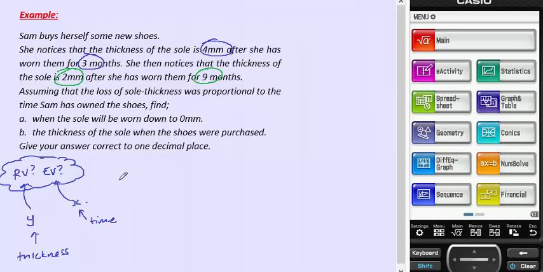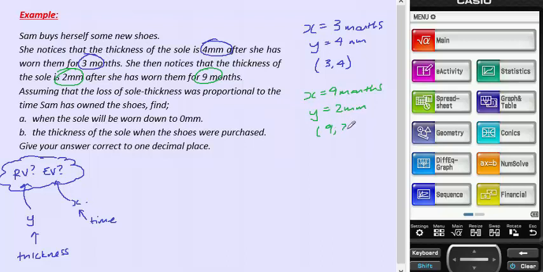So that makes it very easy now for us to look at these 2 points. My blue point says that my explanatory variable, my x, will be 3 months when my y is 4 millimeters. So I'm going to have a point of 3 and 4. And then my green data point tells me that my x is 9 months when my y is 2 millimeters. So therefore I'm going to have a point of 9 and 2.